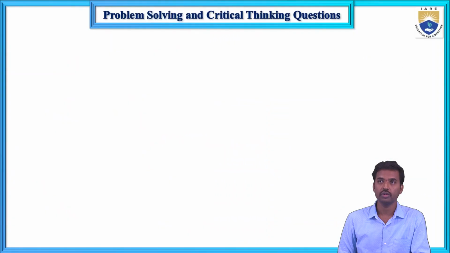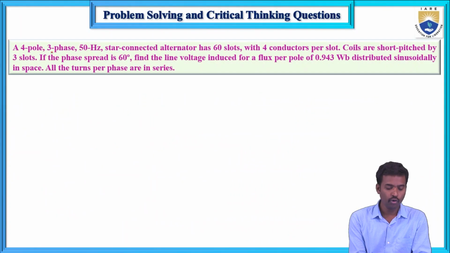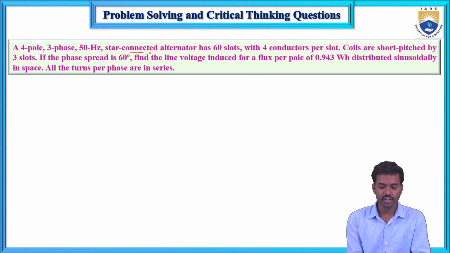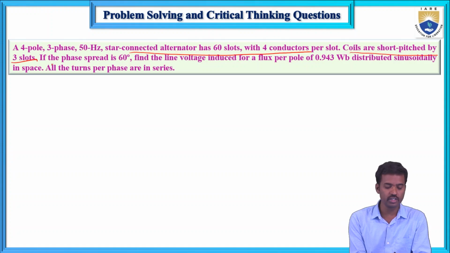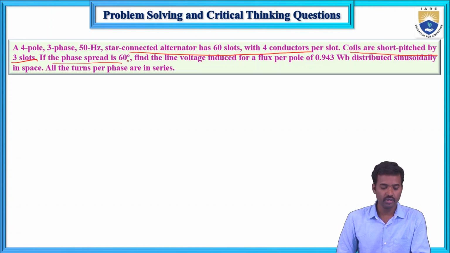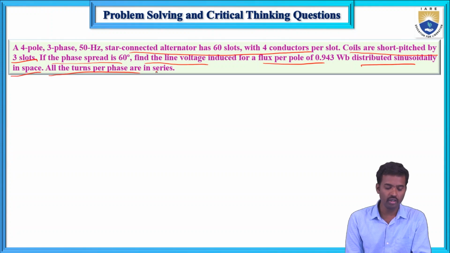988 volts. Next problem: a 4-pole 3-phase 50 Hz star connected alternator, 60 slots, 4 conductors per slot, and coils are short pitched by 3 slots, and the phase spread is 60 degrees. Find the line voltage induced for flux per pole 0.943 webers distributed sinusoidally in phase. All the turns per phase are in series.